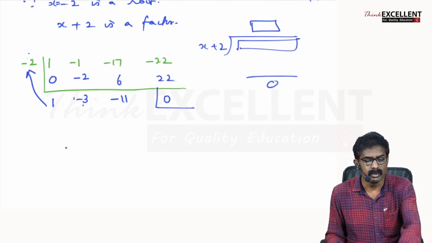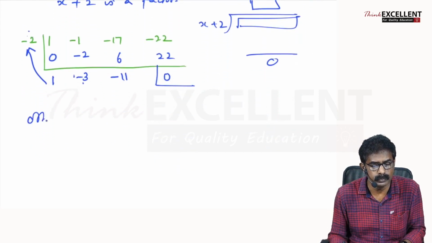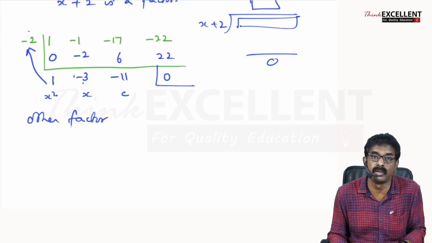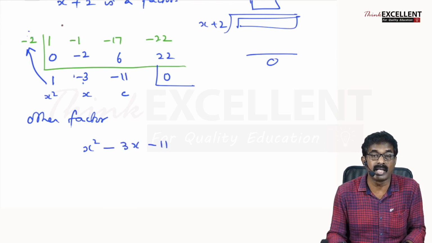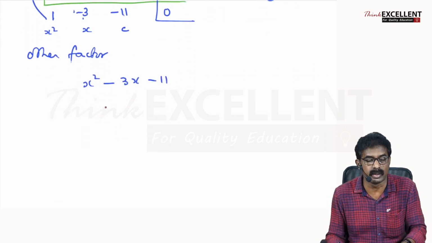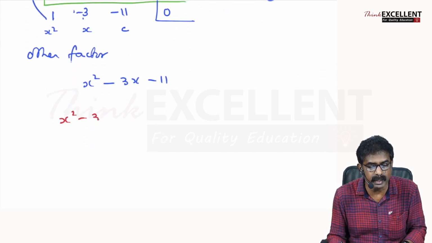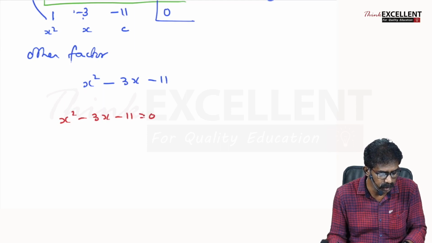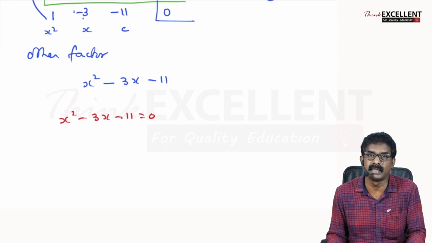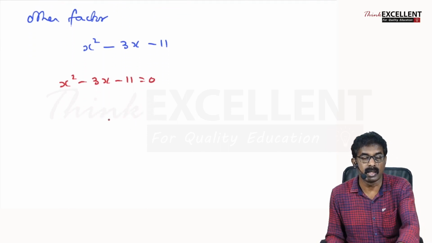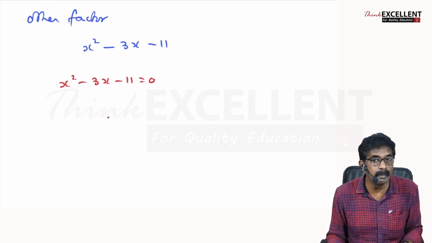So the other factor, what do you get? This is the constant, this is the x coefficient, this is the x square coefficient. So you are getting 1x square minus 3x minus 11. This is the other factor. Now we have to find the zeros of that. So equate with 0: x square minus 3x minus 11 equal to 0, and you can solve it. Sum is minus 3, product is minus 11. You cannot factorize it. So either you go for the formula method or the completing the square method.